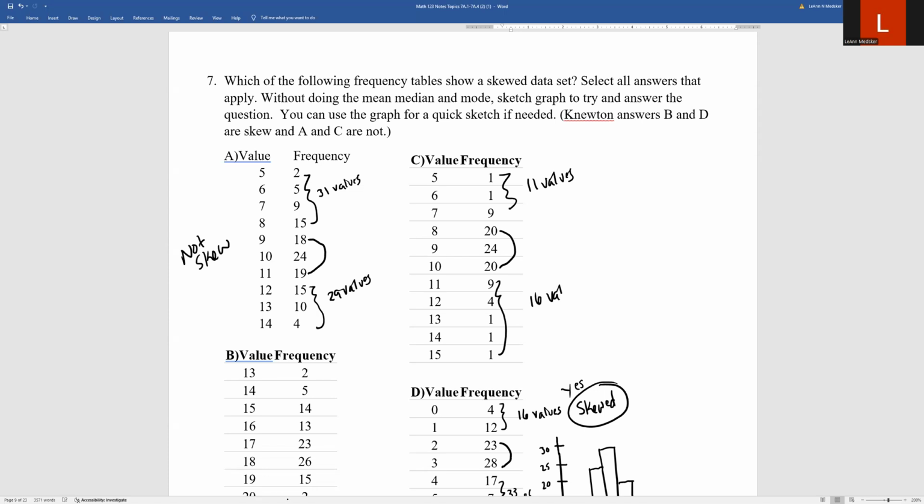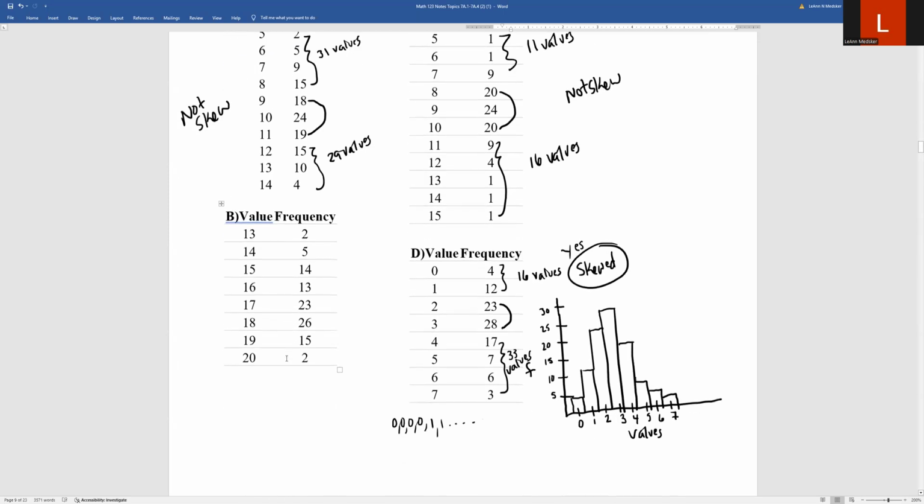Now, like I said, this one would be one that sometimes people might want to argue on and be like, no, I think it's skewed right because there's more values there. Newton's general rule is if it's within 5. So if they're within 5 values of matching, so 16 minus 11 is 5, then we would say not skewed. Okay. All right, let's look at B though.